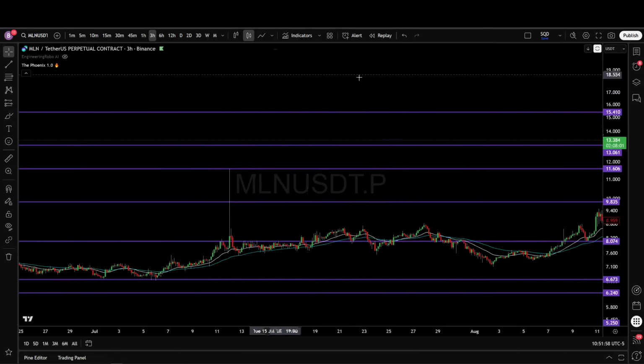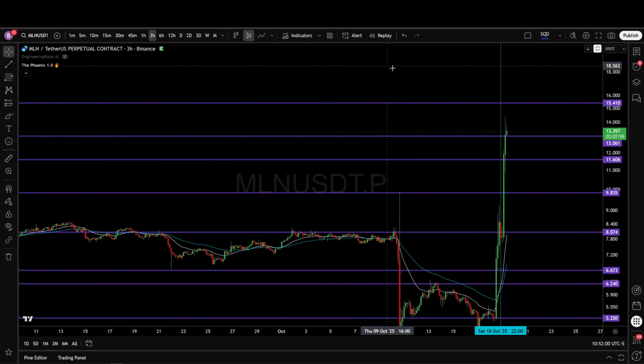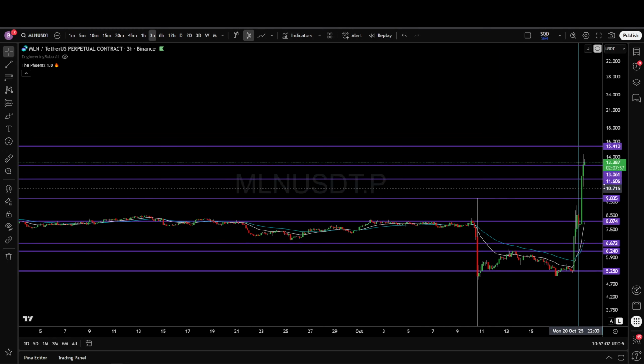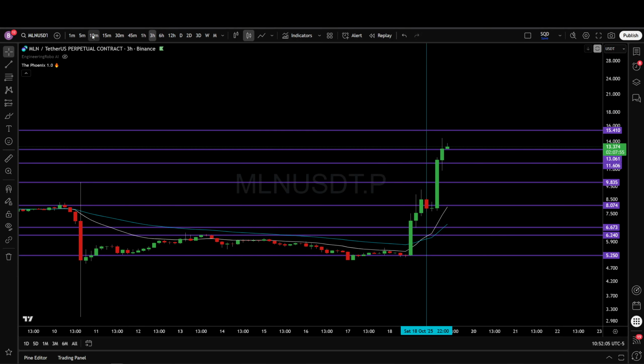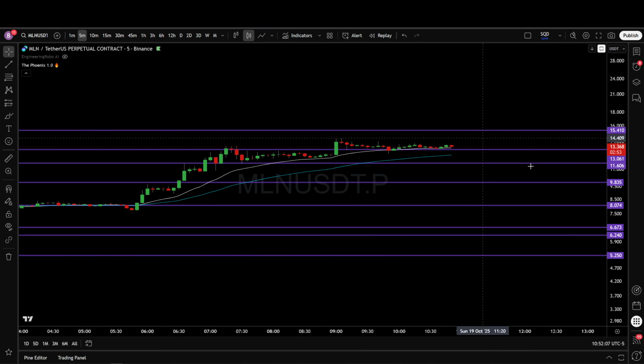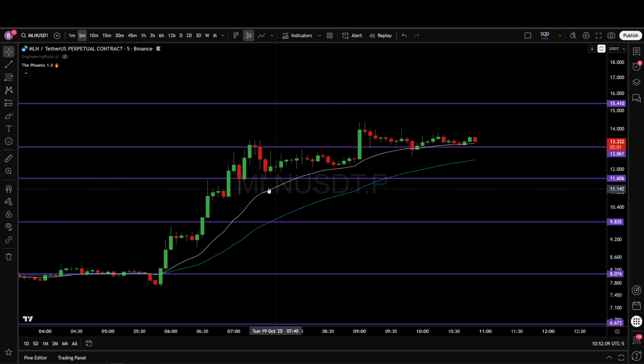So let's see here on the 3 hour what happened. Now that we have, you should always go ahead and do your lines ahead of time once you get ready to play a play. So getting closer here on the 5 minute, we saw that it rejected perfectly right there after we drew our line. It also used this line as support. And now it's using this resistance line as support.